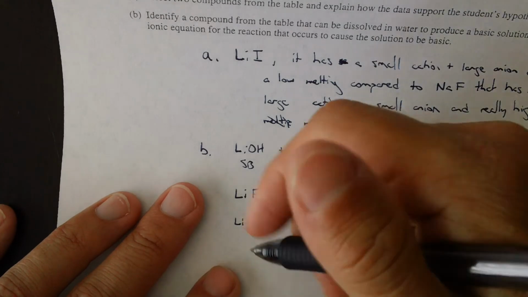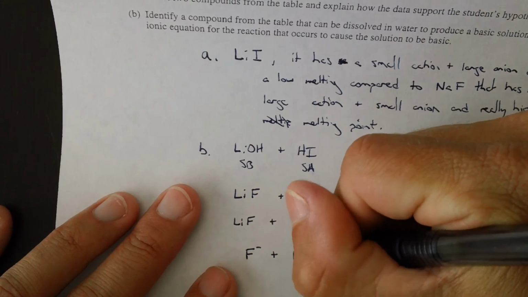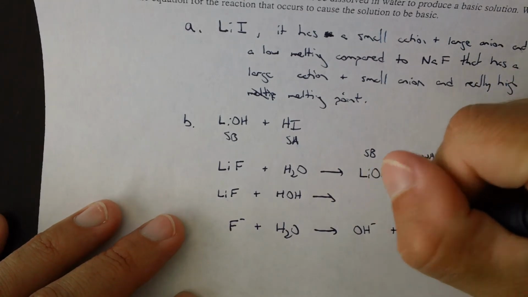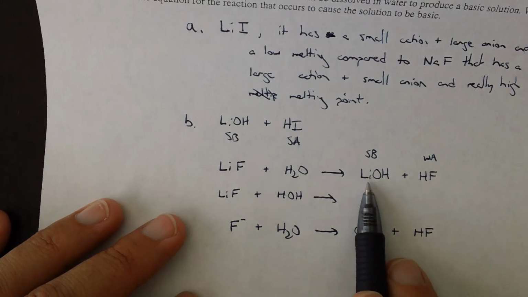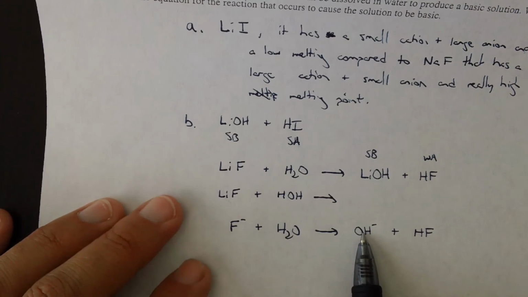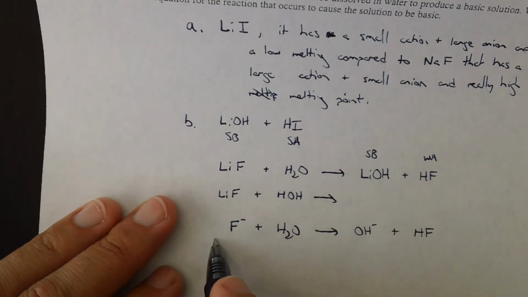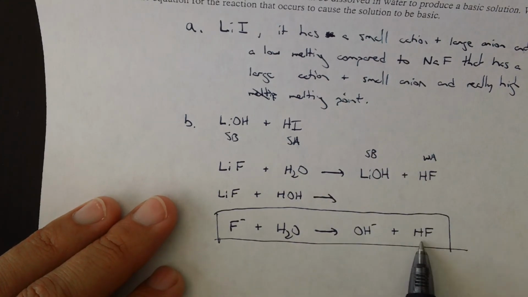So net ionic equation wise, we have fluoride ions reacting with water to produce hydroxide ions and hydrofluoric acid. The lithium hydroxide or sodium hydroxide, either one of those, is strong, and so it's going to be in solution on both sides. So either way, whether you chose sodium fluoride or lithium fluoride, you have the same exact net ionic equation as a result. That hydrofluoric acid does not break apart because it's a weak acid. It doesn't dissociate very much.